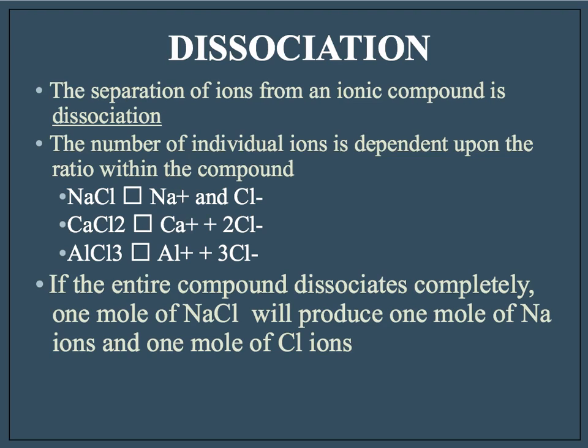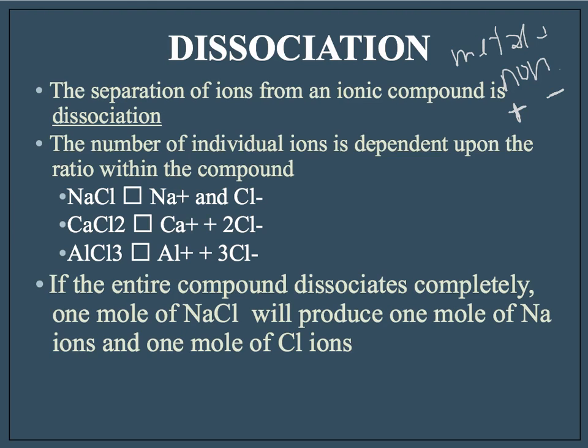So remember that ionic compounds involve a metal and a non-metal, and therefore they have charged particles. So you've always got a positively charged particle and a negatively charged particle. When those ions separate from within a compound, it's called dissociation. So the ions come apart and act as individual entities. The number of ions that will form is totally dependent upon the ratio of those ions within the compound.